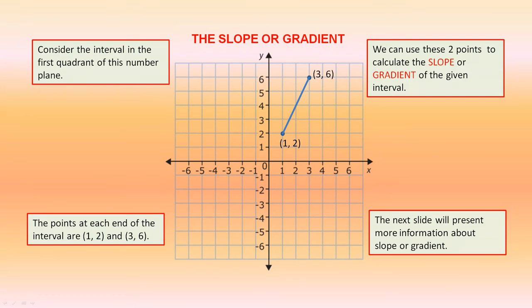Consider the interval in the first quadrant of this number plane. There's the interval there, from this point to that point. The points at each end of the interval are (1, 2) and (3, 6). We can use these 2 points to calculate the slope or gradient of the given interval. The next slide will present more information about slope or gradient.